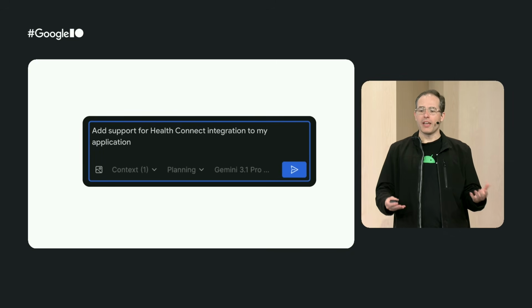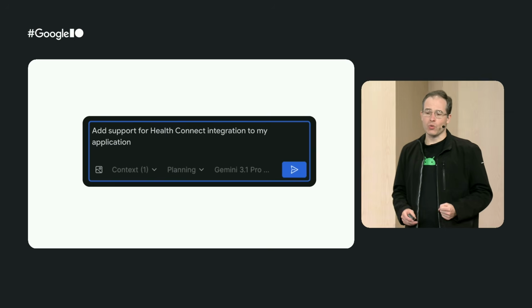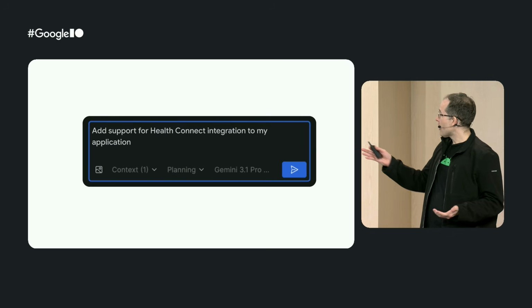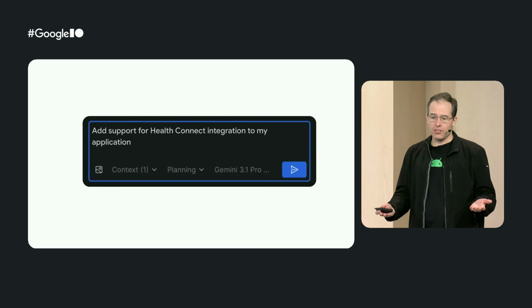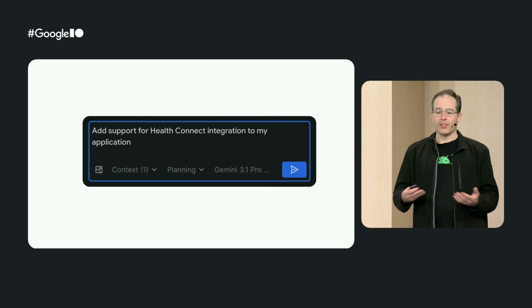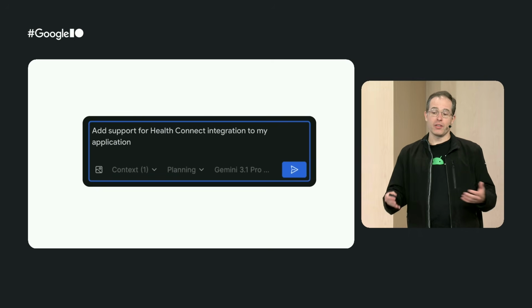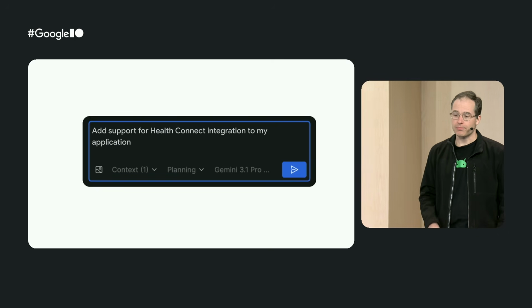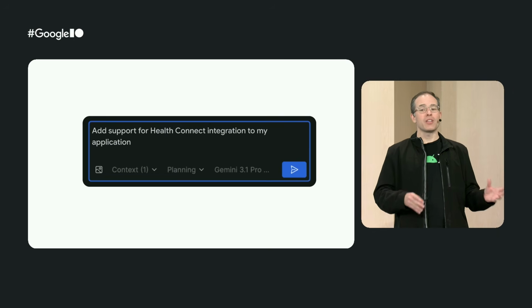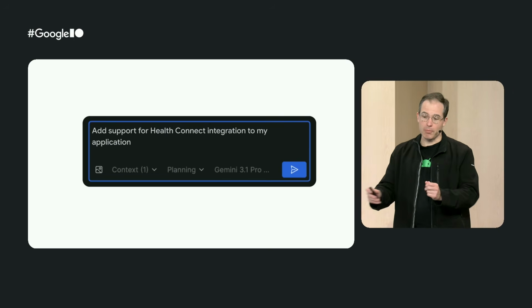Jumping back to our fitness app, let's jump forward a bit in time. We're further along in development, and we want to start adding new features to our application. So in this case, let's say that we want to add support for Health Connect. This would let us share a step count with other apps and retrieve workout data from other apps on the system the user might be using. Let me show you how you can implement this feature using planning mode.